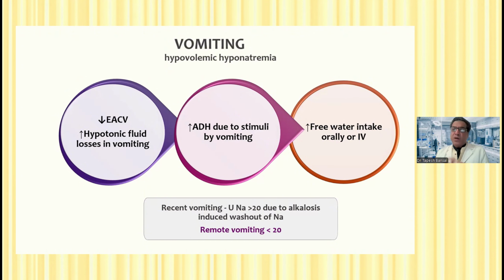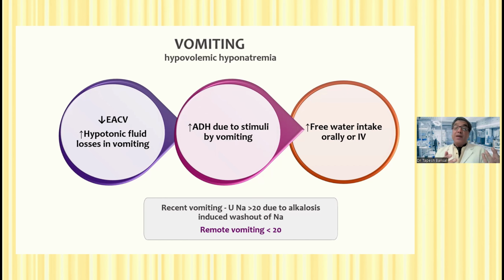So here the answer is, one, there is increased ADH due to stimuli by vomiting. I told you what the stimuli for ADH are. Secondly, there is free water intake orally or IV. If you replace the fluids that are lost, which have sodium, right? The sodium content of gastric intestinal fluid is more than 100 milliequivalents per liter, but not more than 135. So if you give fluids which have less than 100 of sodium, you're going to dilute and you're going to cause hyponatremia.